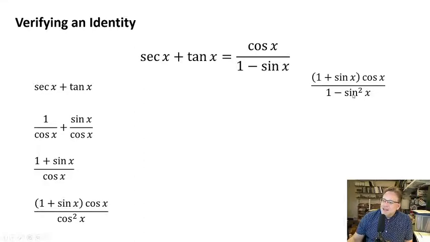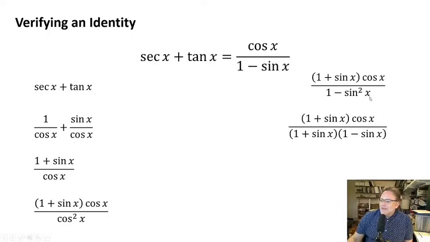Because 1 minus sine x is equal to 1 minus sine squared x, which is equal to 1 plus sine x times 1 minus sine x. And that 1 plus sine x is going to cancel with this 1 plus sine x factor here on top. Here's what I mean. We're going to factor this out into these two factors. Notice these two are the same thing, leaving behind just cosine over 1 minus sine here.